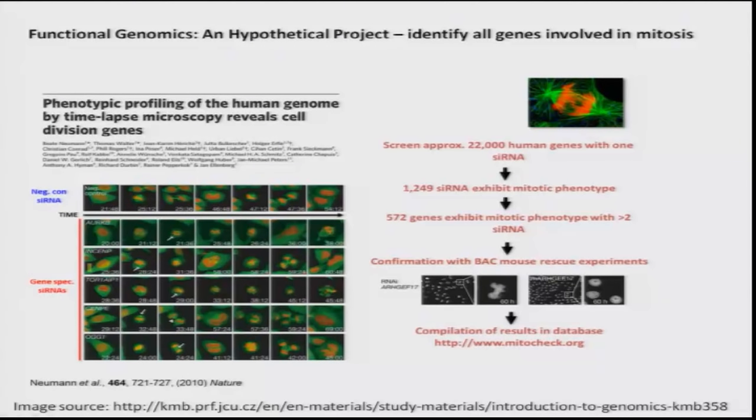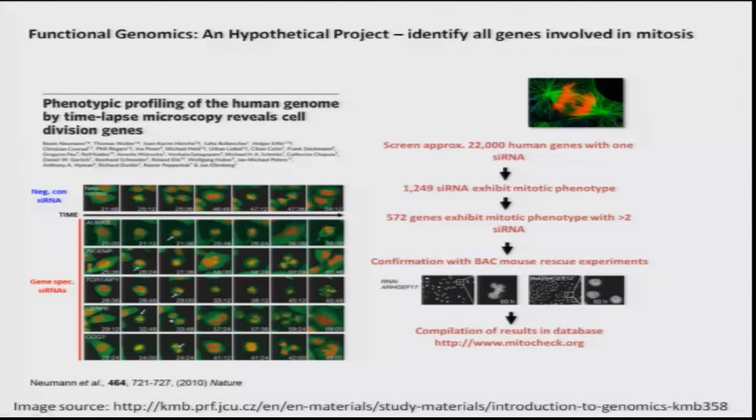So, you can see that this paper came out in Nature in 2010. It says phenotypic profiling of the human genome by time lapse microscopy reveals cell division genes. So, it looked at almost every gene and its function in cell division. Now, what we had discussed earlier is that you are looking at a phenotype going to the gene. Through a genomic approach, you identify all the genes. Now, you want to delete the gene and look at function.